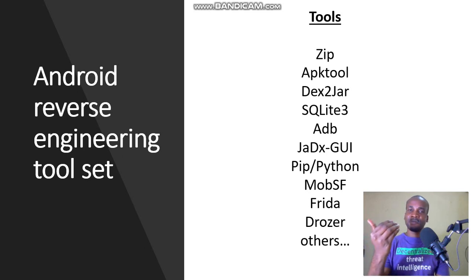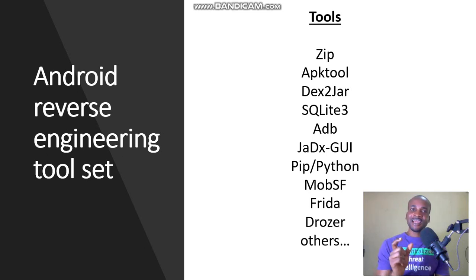Now the zip package is a package we use in unzipping a file that has been compressed, such as an Android APK file. The APK tool is what we're going to need to decompile an Android APK, and we can also use this APK tool to build a decompiled APK. The dex2jar is a tool that we're going to need to convert the .dex bytecode from the unreadable format to the human readable format of Java classes.